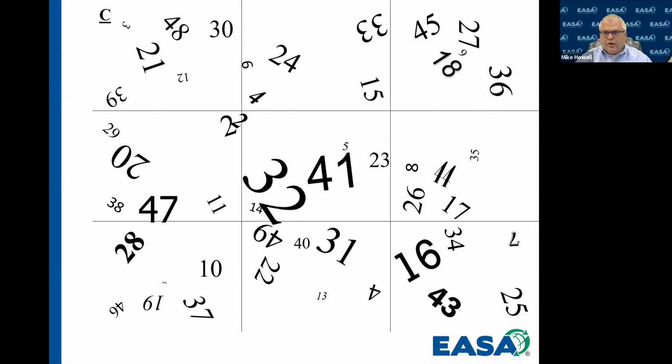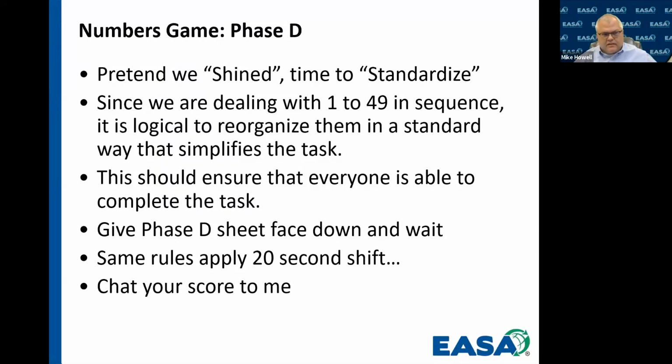Okay, now follow up to our last process. It made things a lot easier having those in the rack in some order, but there was still some cluttering. What we're going to do now is look at the process itself and standardize. Since we're dealing with numbers that go from 1 to 49 in sequence, it makes a lot of sense to reorganize them in a standard fashion that'll simplify our task for us.